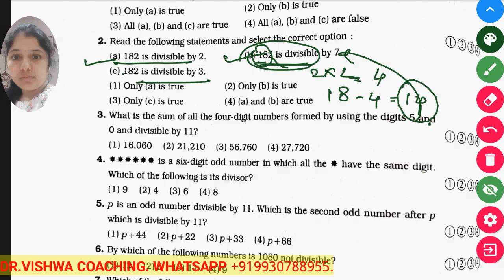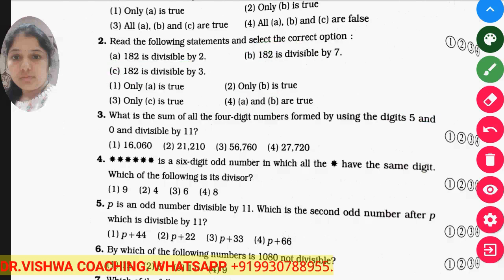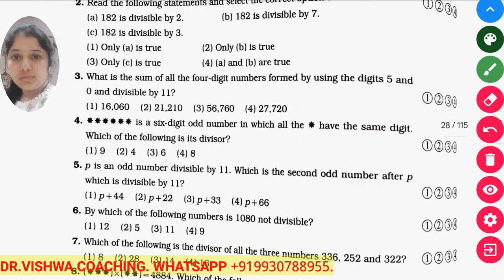182 is divisible by 3. Now add the digits. It becomes 11. 11 is not divisible by 3. So this is incorrect. So only A and B are true. So option number 4 is the correct option. Next: the sum of all the 4-digit numbers formed by using digits 5 and 0 which are divisible by 11. So this one you try at home. Okay. This is for your homework.